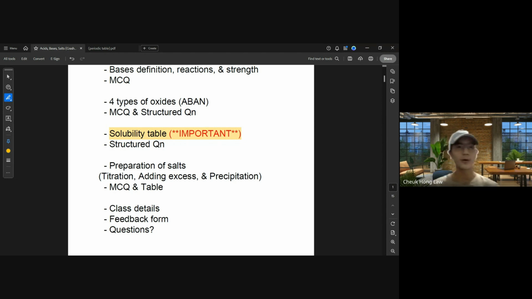Then finally, we move on to preparation of salts. This is something that a lot of students struggle with, mainly because they try to memorize. But today I'll try to explain in a way such that you don't need to memorize, so that you can understand this concept. It consists of titration, adding excess, and precipitation. Then there'll be questions again.